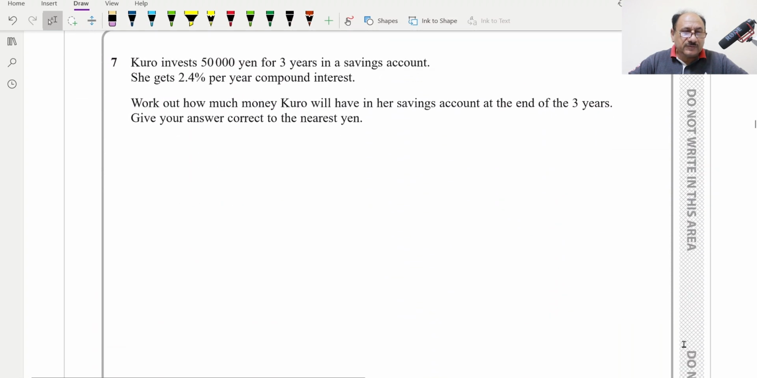Hopefully you understood this. Now question number 7. Question number 7 says Kuro invests this much yen for 3 years in a savings account. She gets 2.4% compound interest. Work out how much money Kuro will have in her savings account at the end of 3 years. Give your answer correct to the nearest yen.